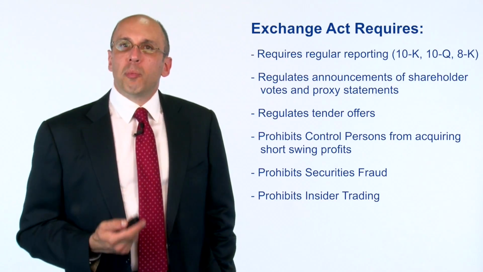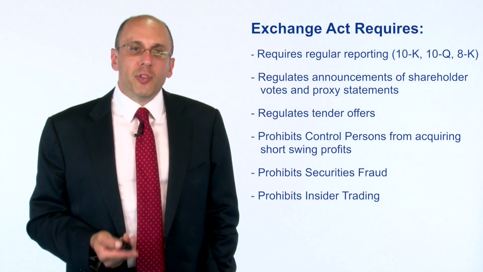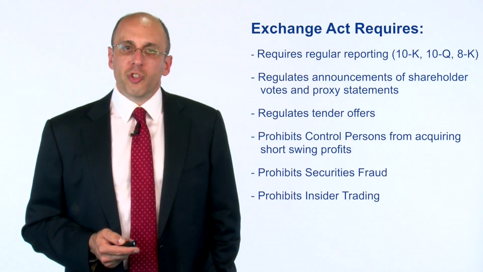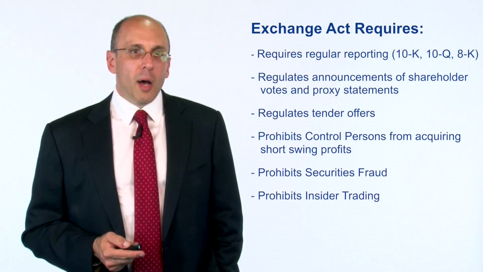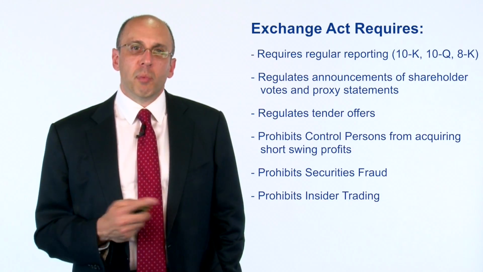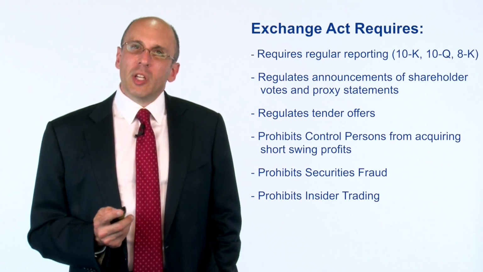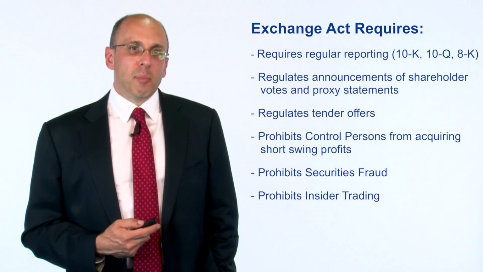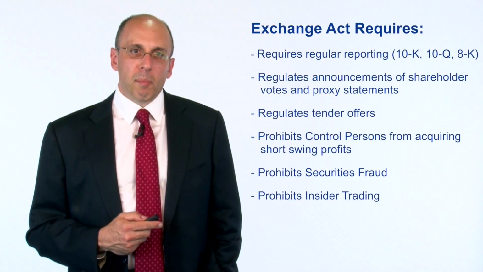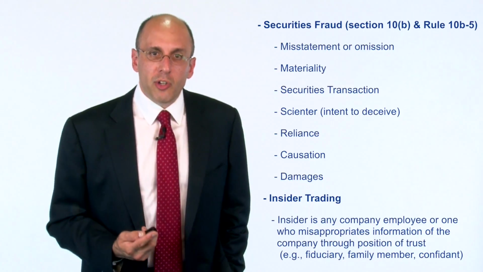The Act also prohibits what are known as control persons, which are directors, officers, and owners of companies, from acquiring what are known as short swing profits. Short swing profits are when a control person makes a profit from purchasing and selling her shares within a 6-month period. And so it's essentially a way of protecting against insider trading by people who have control over the company. And there are separate insider trading rules.